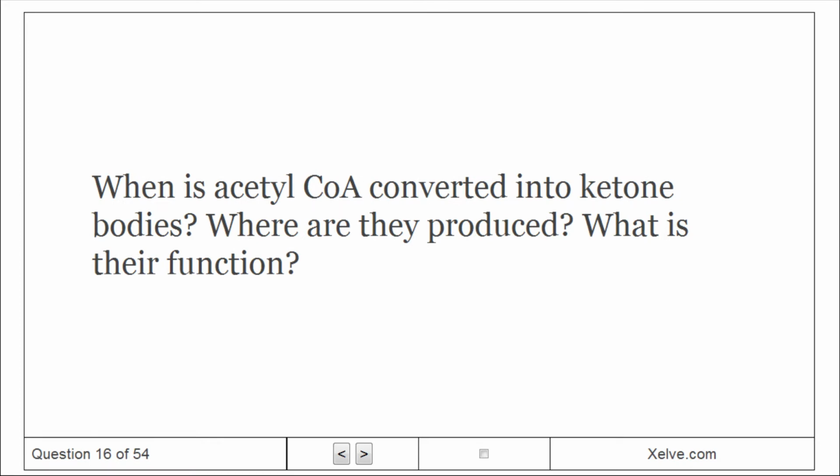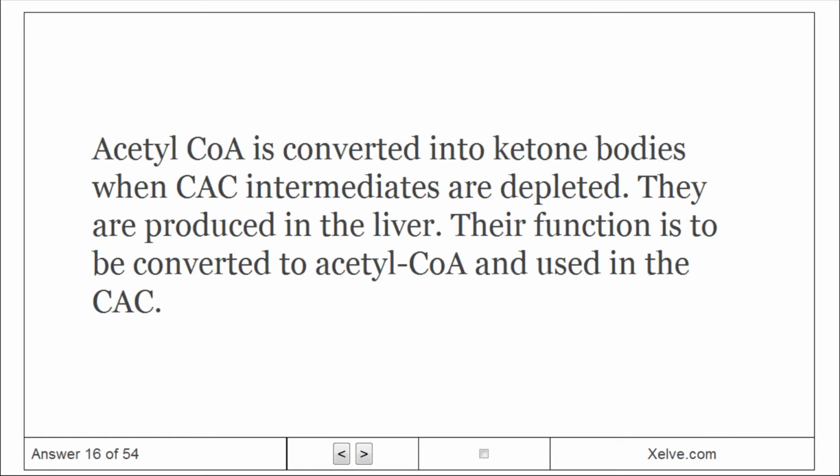When is acetyl-CoA converted into ketone bodies? Where are they produced? What is their function? Acetyl-CoA is converted into ketone bodies when CAC intermediates are depleted. They are produced in the liver. Their function is to be converted to acetyl-CoA and used in the CAC.